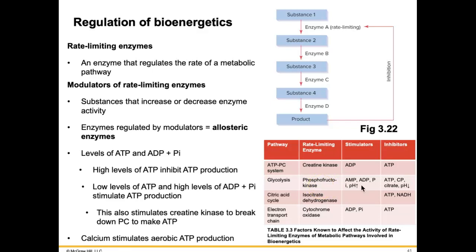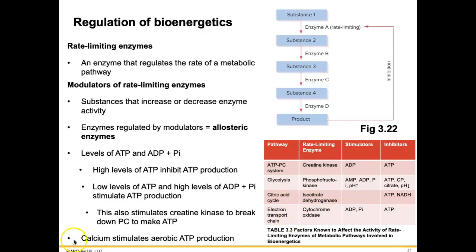Another thing that we see is that when we start to see high amounts of hydrogen ions, which is going to decrease our pH, or we see that citrate has increased, that is going to inhibit PFK activity as well. And we have some similar examples over here for the citric acid cycle and electron transport chain.